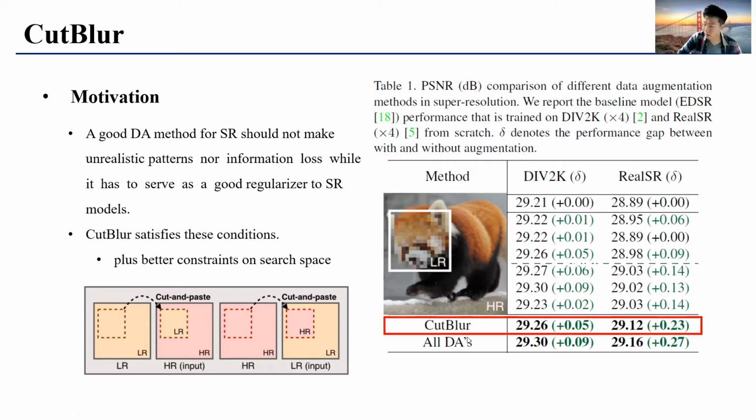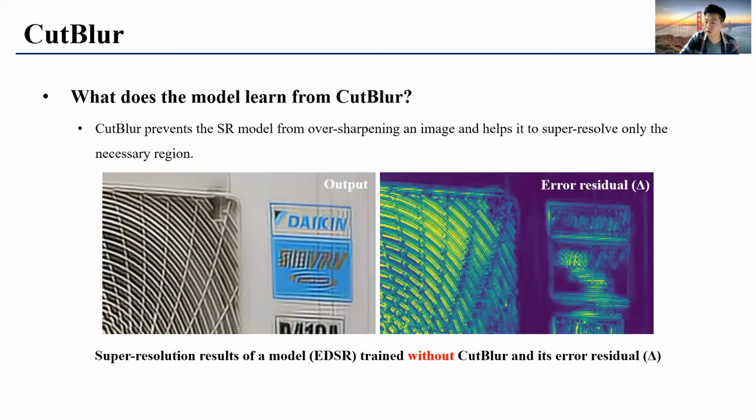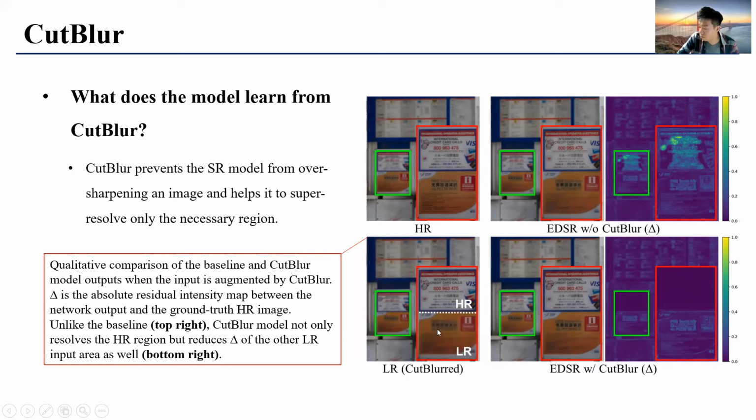So let's dive more into what it makes the model actually learn. Now the model has to learn both how and where to super resolve an image simultaneously. So this leads the model to learn how much it should apply super resolution in the image. Here, this part is a low resolution part, which is coupled with a corresponding high resolution image here.